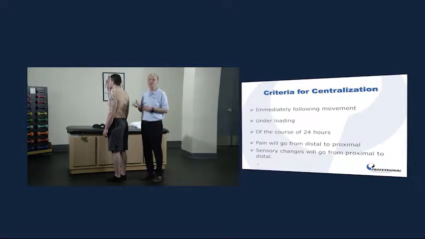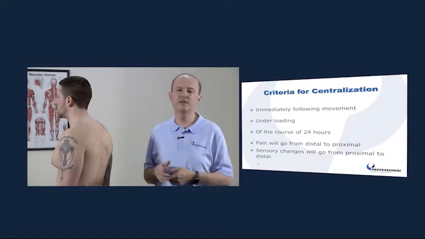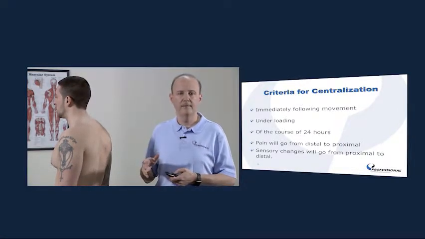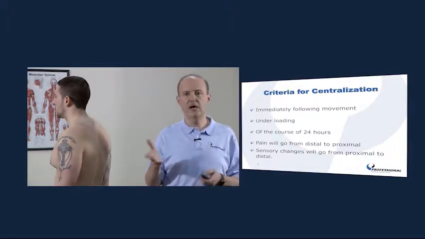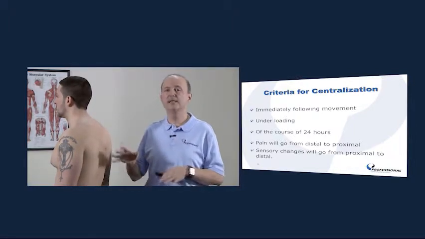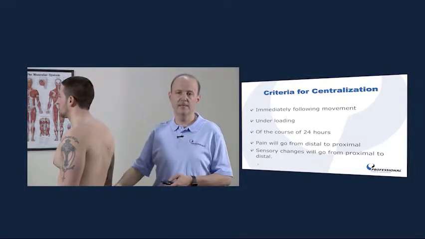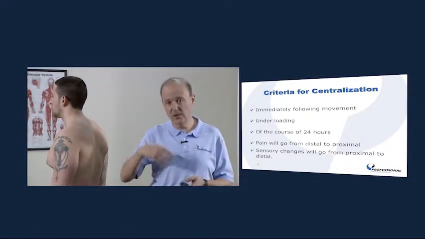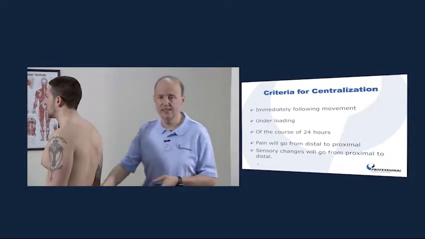So criteria for centralization. When somebody does a motion, in order to have a centralization component to it, as soon as they finish that motion, immediately the pain stays away. Let's say they had pain down their leg, they do, let's say, extension. When they're done with that, immediately following that, the pain is gone, it stays gone. Also under loading, as he goes sit to stand, as he moves, it stays centralized. And over the course of 24 hours, that pain has stayed centralized or gone.